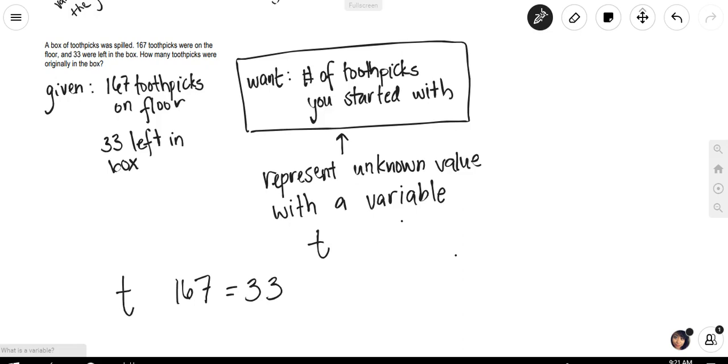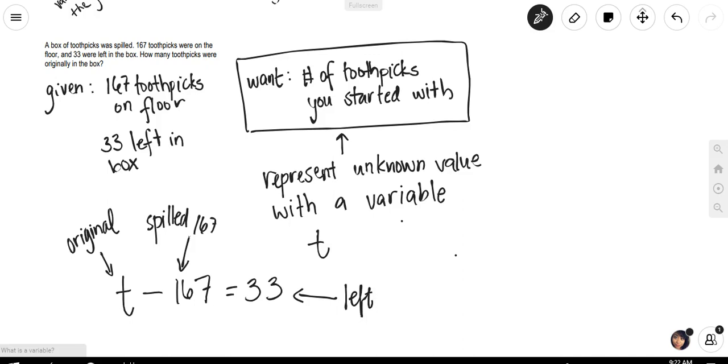Some fell out of my box. They're gone. So when there's a taking away, we are going to use subtraction. Whatever I originally had, I spilled 167, and I'm only left with 33.